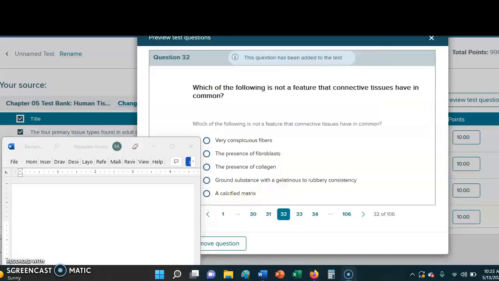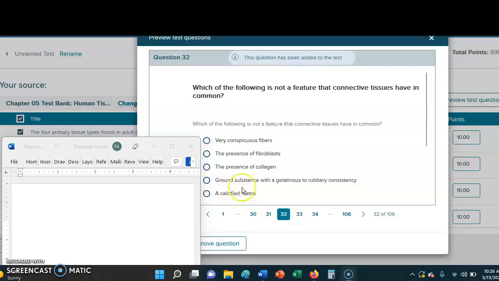Which one of the following is not a feature that connective tissues have in common? Okay, let's stop for 5 seconds. So we have fibers, fibroblasts, presence of collagen. Collagen is a type of fiber. Presence of ground substance right here, calcified matrix.